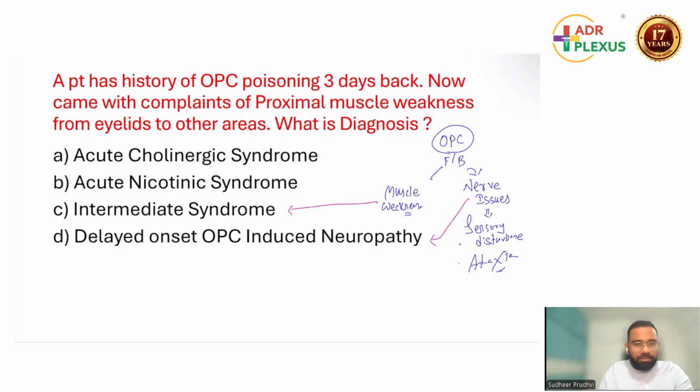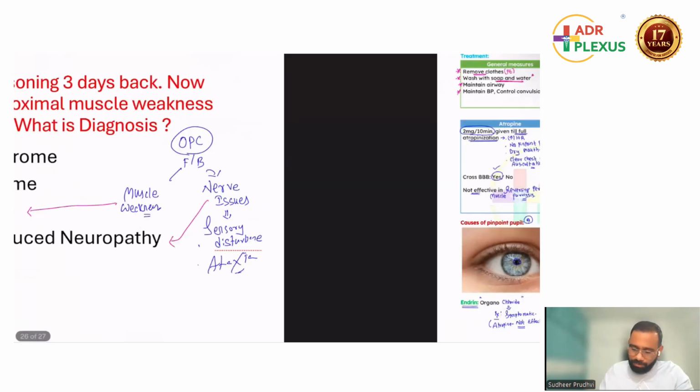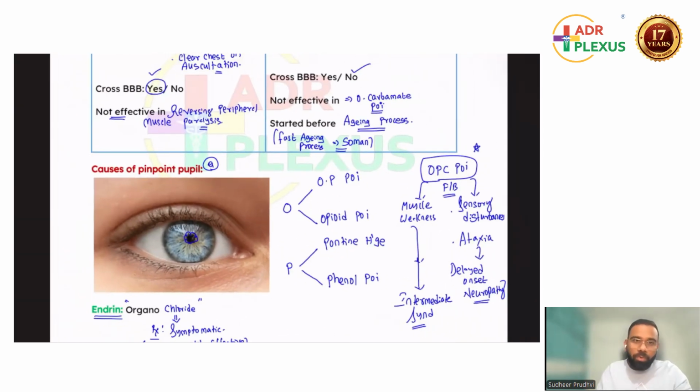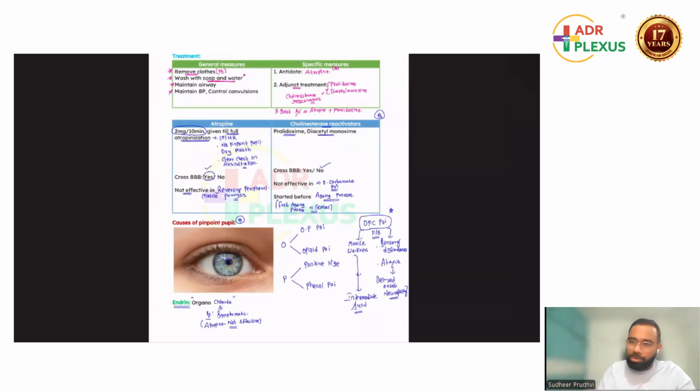So clearly here in this question, they have mentioned muscle weakness. So obviously it will be intermediate syndrome. This is what we have discussed in the ADR Plexus 2024 regular workbook series. OP compound poisoning followed by muscle weakness is intermediate syndrome, and sensory disturbance or any ataxia, any nerve issues, is delayed onset neuropathy. These two are the terminologies which follow OP compound poisoning. That's all about this OP compound poisoning question.